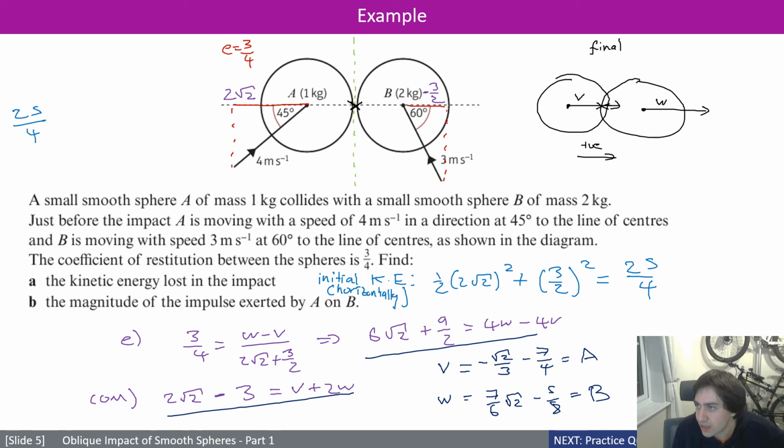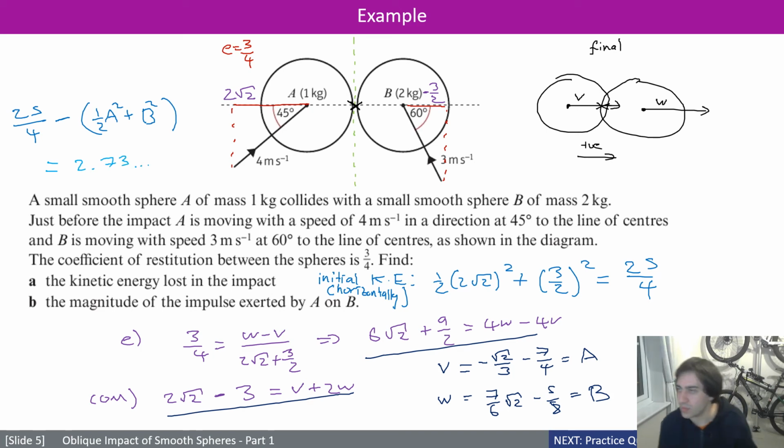25/4, which is the initial kinetic energy, minus the final kinetic energy, which is 1/2 times 1 times A squared plus 1/2 times 2, which is 1 times B squared. So here I'm just lazily writing out what we would finally put into the calculator, where A is that number V and B is that number W. You put that in the calculator, you work it all out, and we should get about 2.73-ish. Okay, and that's the kinetic energy lost.